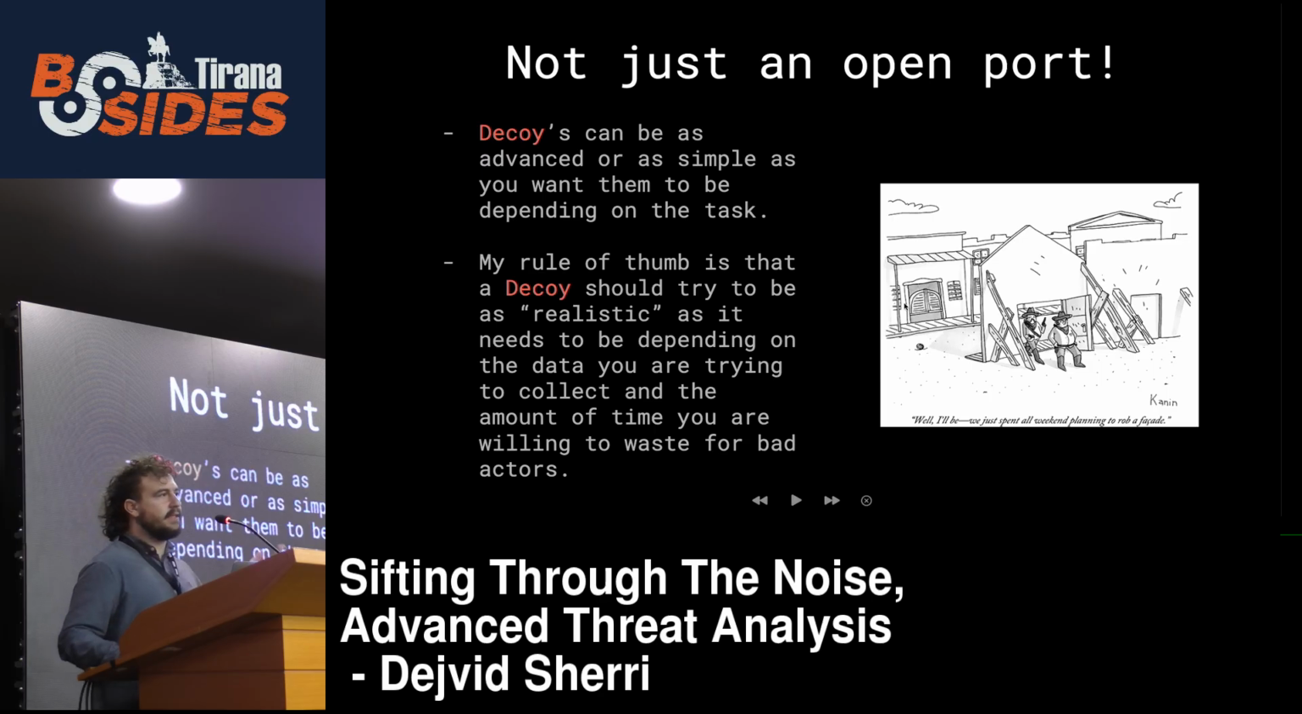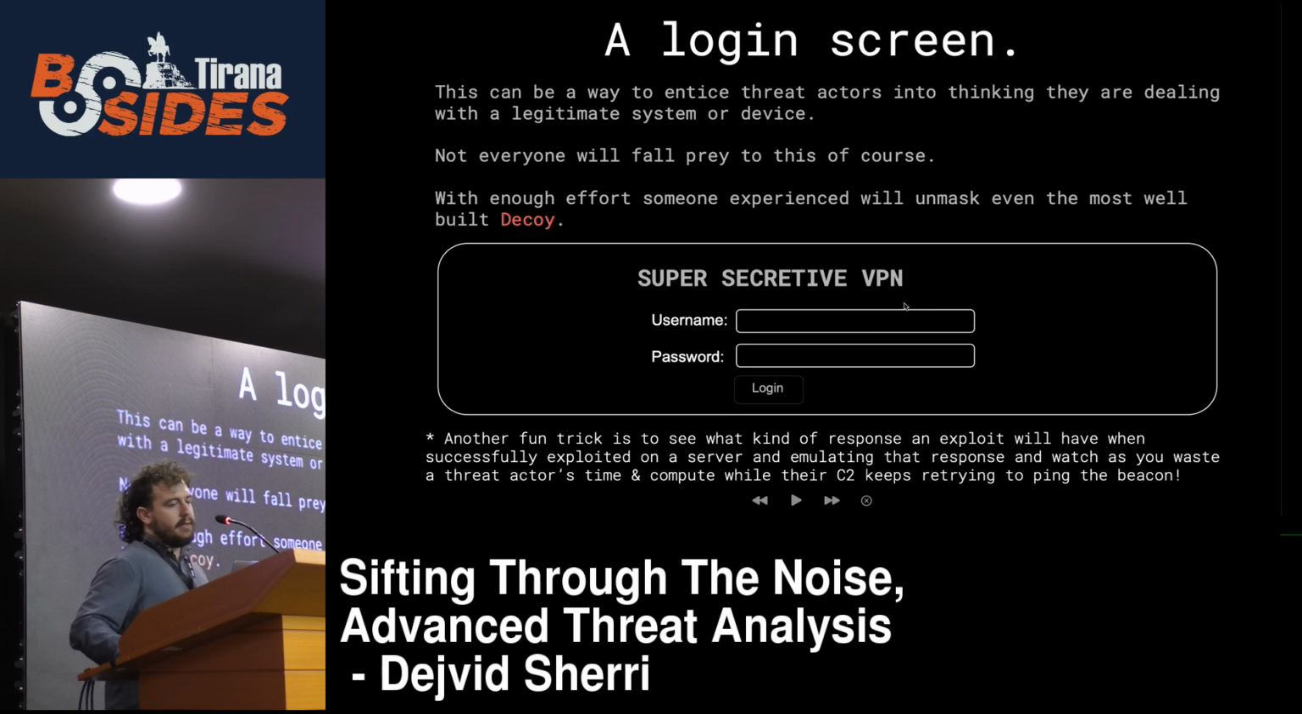My rule of thumb is that you do not want to make it overcomplicated and waste a lot of time making something so realistic, because at the end of the day, someone might still figure it out. A good way to make a good decoy is to put a login screen on it. For example, a lot of firewalls or VPNs have a login screen, which means that this will in some way entice threat actors into thinking that they are dealing with a legitimate system.